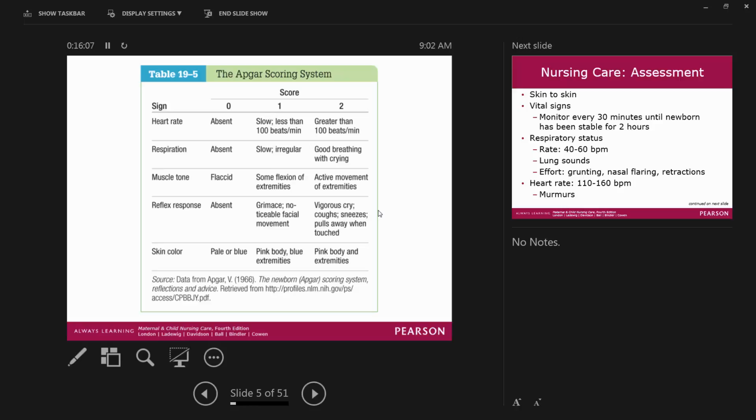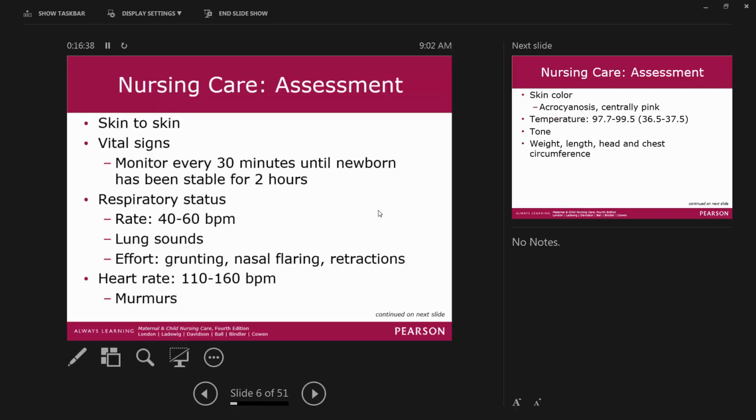So we do this at 1 minute and 5 minutes. Now 8 to 10 is normal. 7 is normal as well. But if we get a score less than 7, we continue to do APGAR scorings every 5 minutes until we get a score above 7, or we hit 20 minutes. And then we're like, you know, these scores are stupid and we need to be doing real stuff for this baby, okay? So, that's the thing on APGAR score.